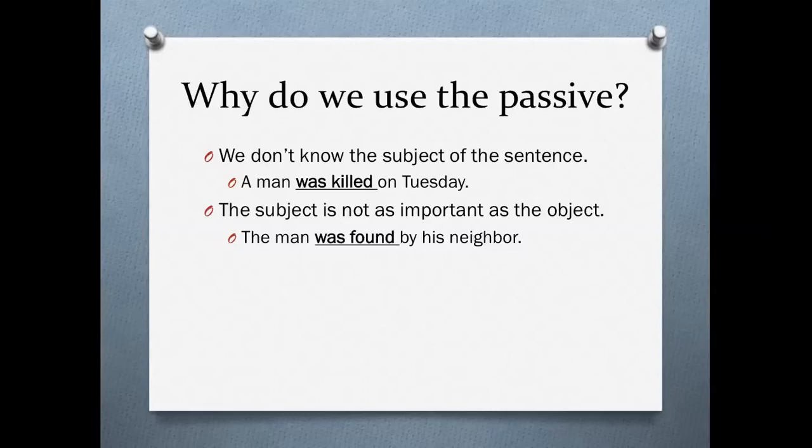The neighbor's not important. This is a murder. It's a crime. The police are investigating. They care about the man. They want to find out who killed the man. The neighbor is not important. The man is important. So we make him the subject, and we make the neighbor the object.